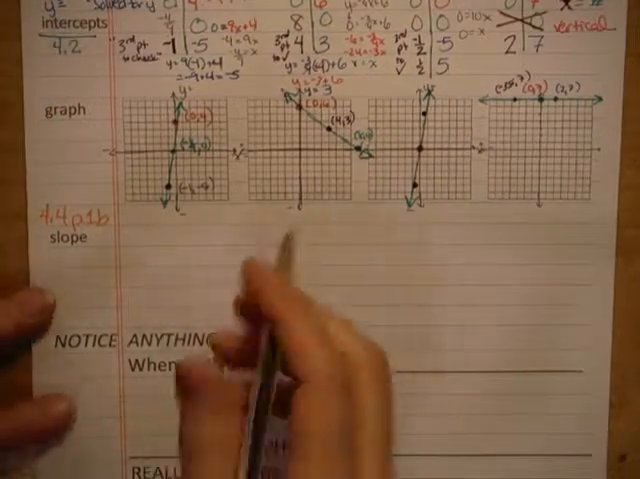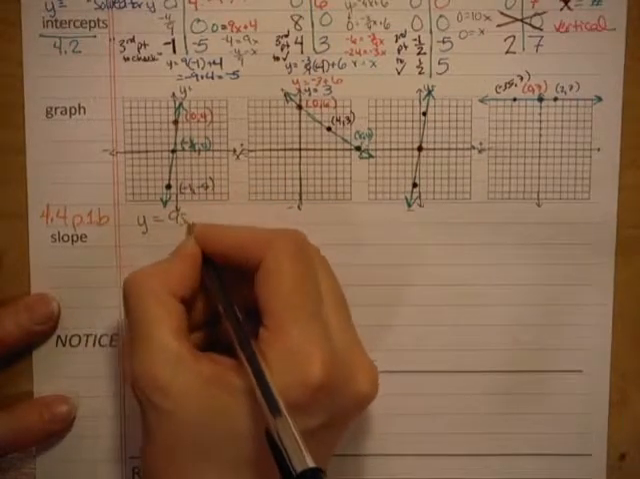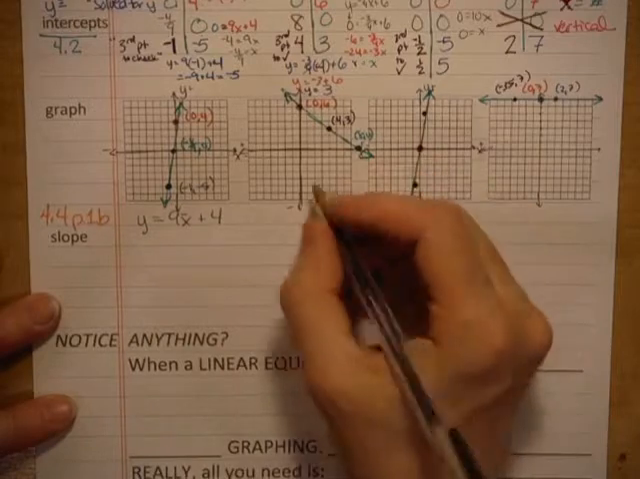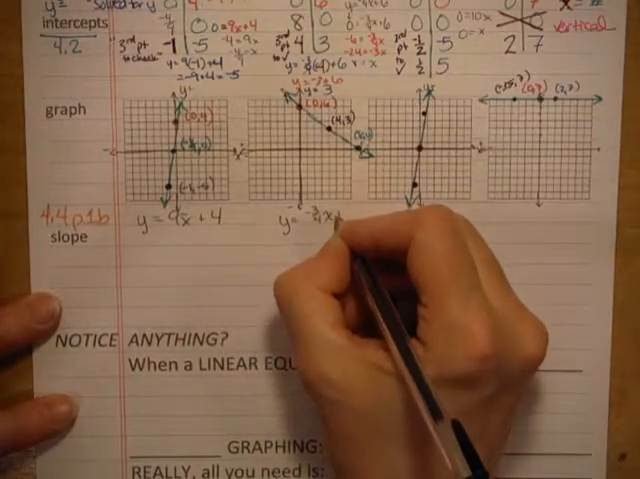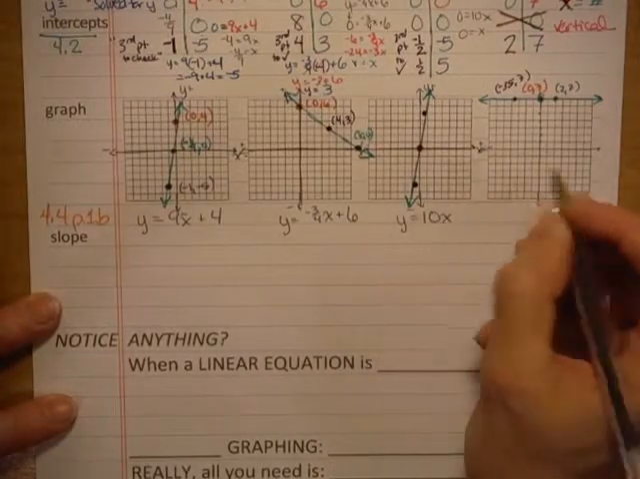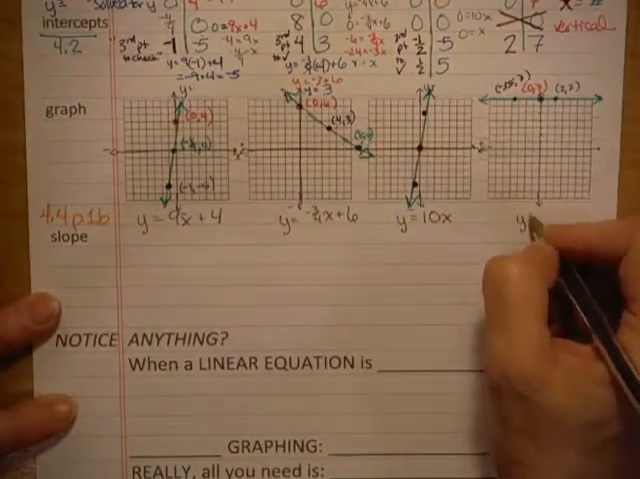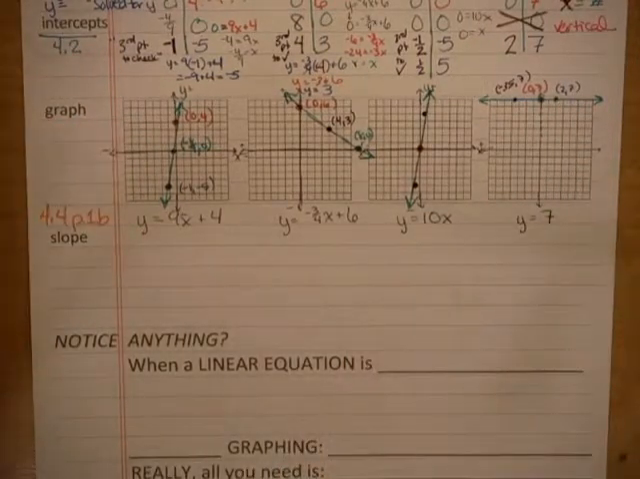I just want to take a moment and remind you of the equations that those came from, so that'll be on screen. Y equals 9x plus 4. This one is y equals negative 3/4 x plus 6. This one is y equals 10x. And then this last one was a horizontal line, y equals 7. So you can see the graph and the original equation it came from.